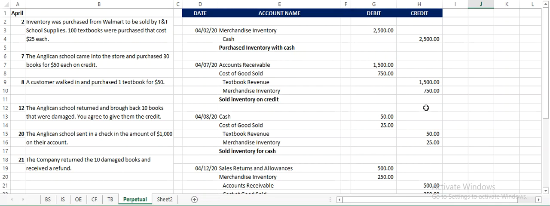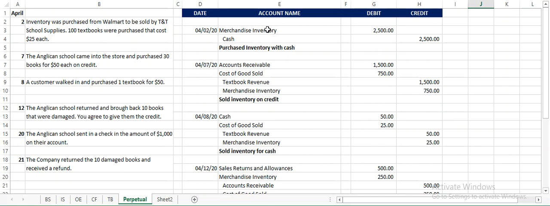Inventory purchased from Walmart to be sold by T&T School Supplies. 100 textbooks were purchased that cost $25 each. Under the perpetual system, we debited merchandise inventory and credited cash. Now, the only thing that changes here, and in most of these instances, is going to be the name of the account that we're going to use.